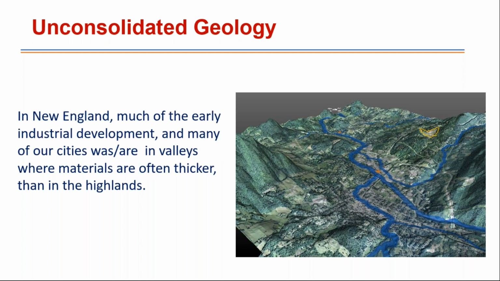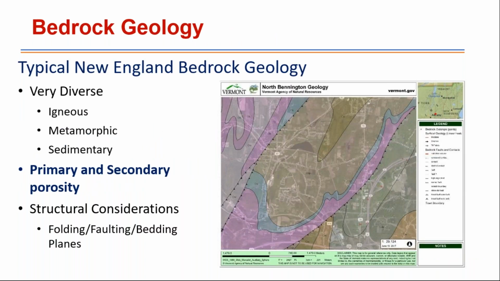I said also earlier, in New England, much of the early industrial development, many of our cities, are still in valleys. And this is where the unconsolidated materials are often thicker than in the highlands. So when you have a contaminant release, it's a different type than when you're in the highlands, where it's more bedrock. Our bedrock geology in New England is really diverse.